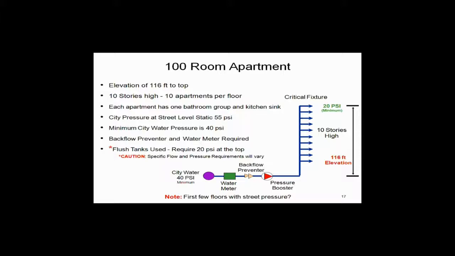That means under no draw that city water pressure is 55. That's what the static means. Residual or minimum city water pressure is going to be 40 pounds because when I draw the demand, the pressure drops to 40. So I've got to size my pressure booster on the 40. I have a backflow preventer and a water meter. Everybody understands we got to have those. So a real simple sketch without boring you too much is where you got to start, you got to understand what you got, and we're 10 stories tall.